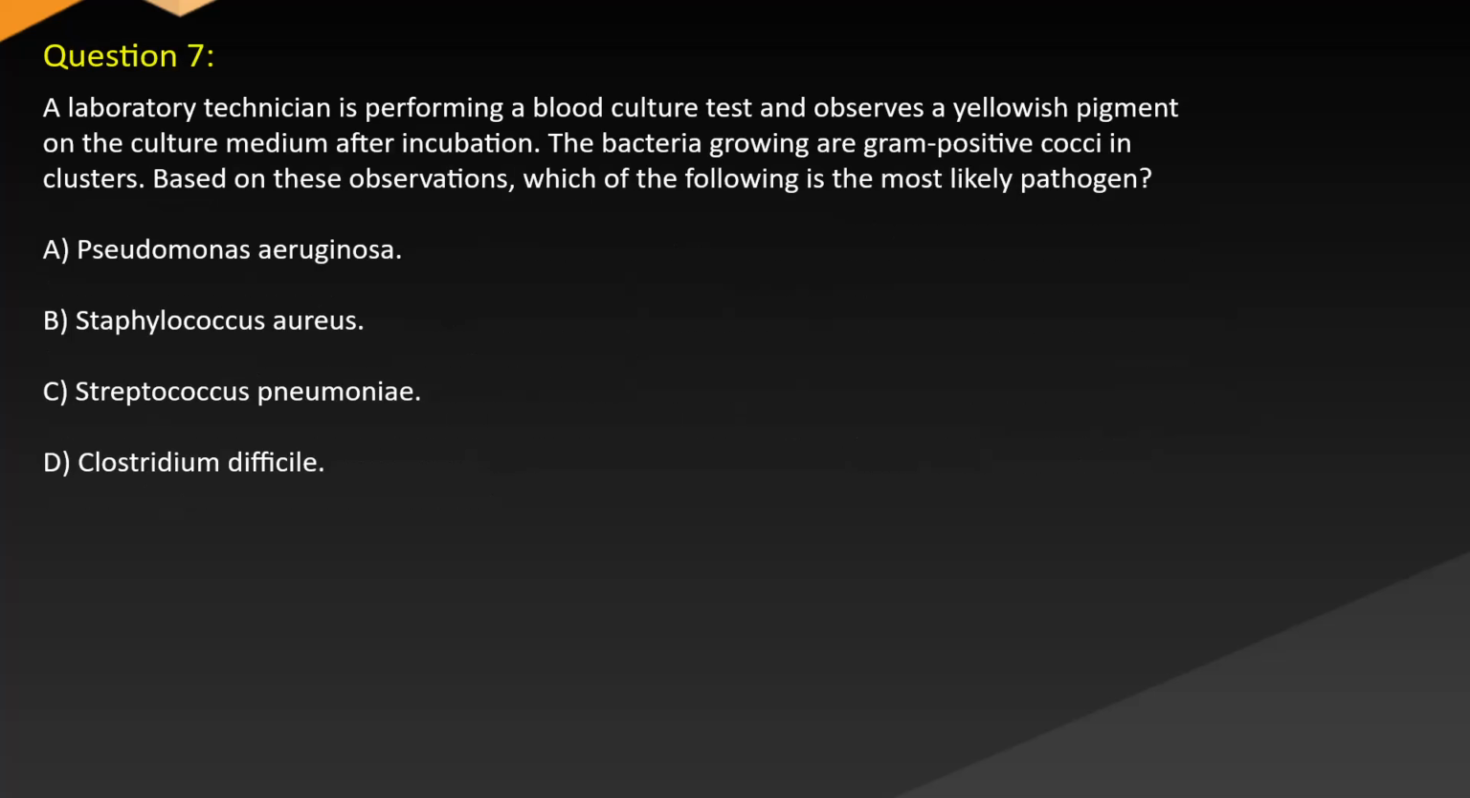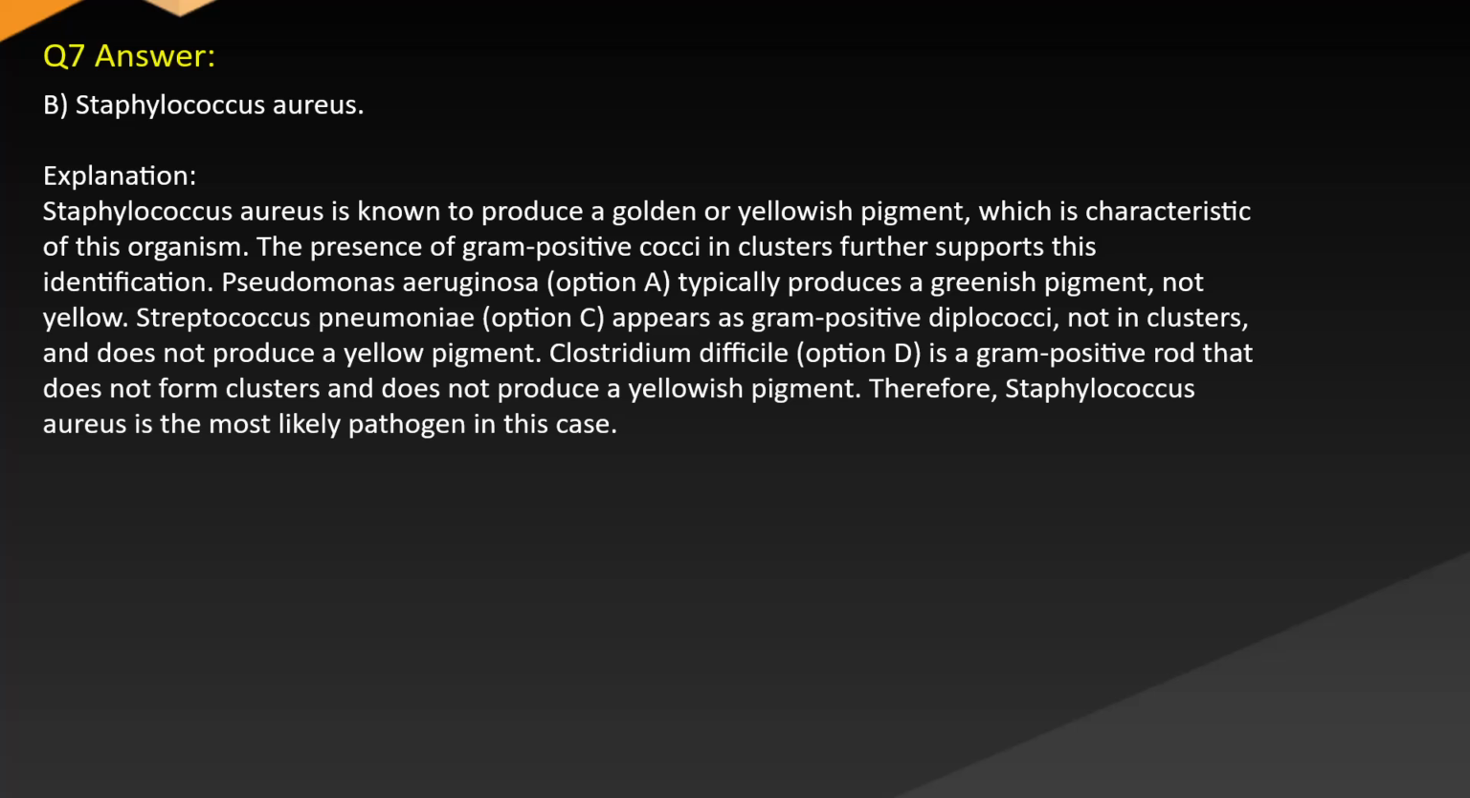Question 7. A laboratory technician is performing a blood culture test and observes a yellowish pigment on the culture medium after incubation. The bacteria grow as gram-positive cocci in clusters. Based on these observations, which of the following is the most likely pathogen? A. Pseudomonas aeruginosa. B. Staphylococcus aureus. C. Streptococcus pneumoniae. D. Clostridium difficile. Answer. B. Staphylococcus aureus.